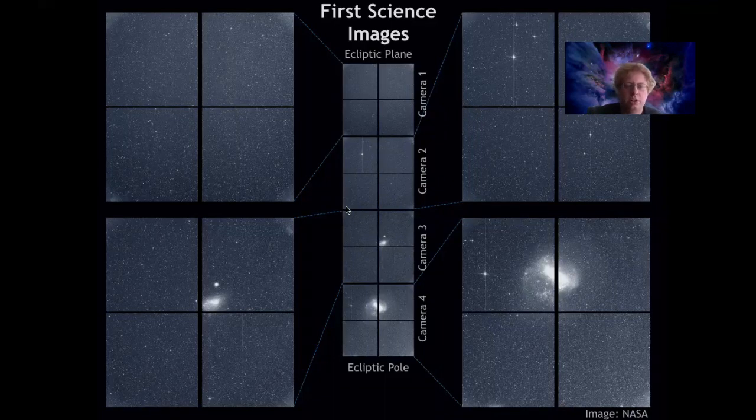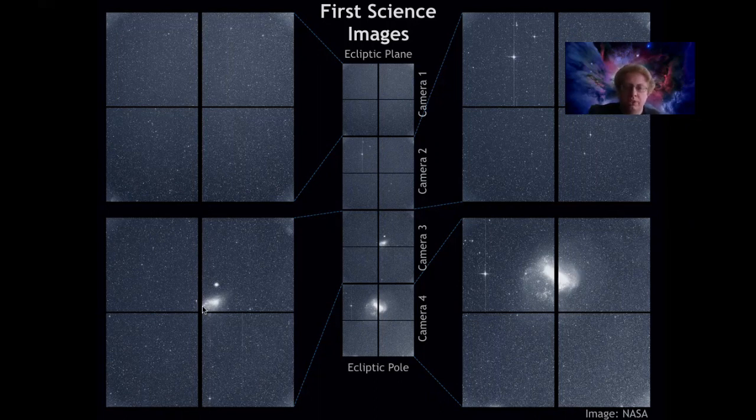Once TESS launched, it sent back images that look like this. You can see that it has 4 cameras, 1, 2, 3, and 4, and all of these cameras take these beautiful images of the sky. This is the Large Magellanic Cloud, which is one of the closest galaxies to us in the sky that's not part of our own Milky Way galaxy.